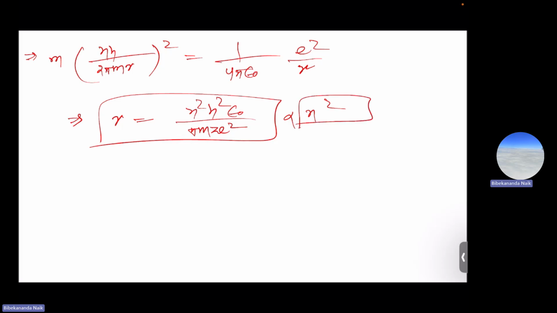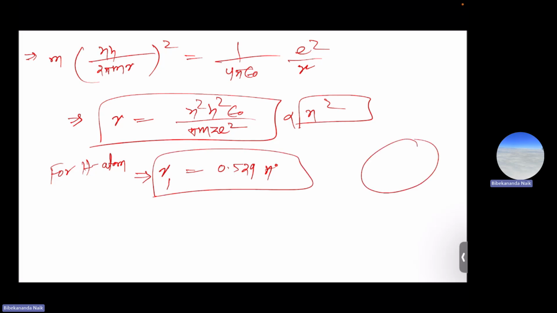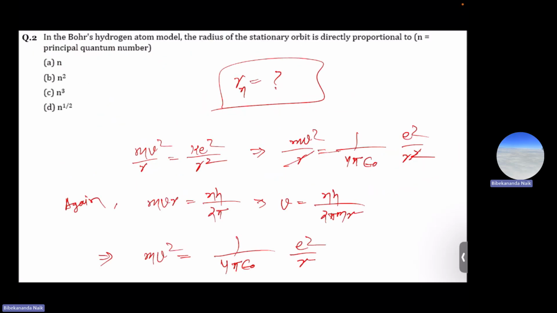And if you put all the values, because we know the value of h, epsilon 0, pi, m, for hydrogen Z is 1, and e we also know. So for hydrogen atom, r1, which is called Bohr's radius, is 0.529 angstrom. That is the distance of the first orbit. So this is n equals 1, this is r1 or r0, or we can say a0. A0 is called the Bohr's orbit. So the correct option is option B. It is proportional to n square.